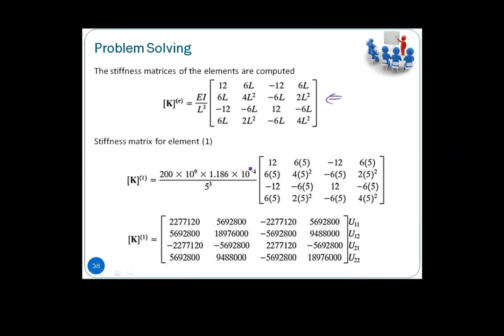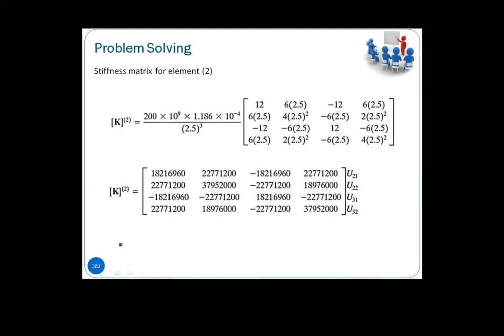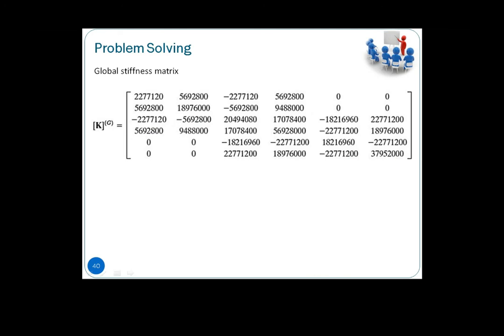Then we have our K equals EI over L cubed. So substitute everything in, with the length, with the E, with the I itself, then that gives us the elemental stiffness matrix for the first element. The second element is shorter, 2.5, so we substitute again with 2.5. Then we also get the elemental stiffness matrix for element number 2. Then we can assemble them into a 6 times 6 matrix.